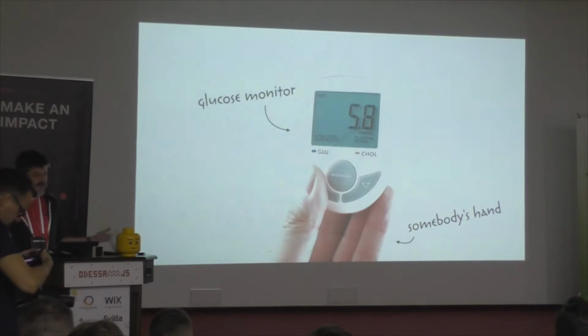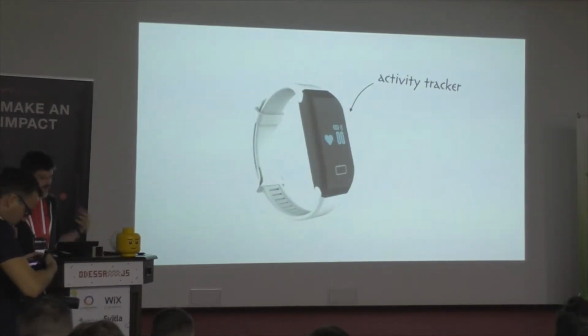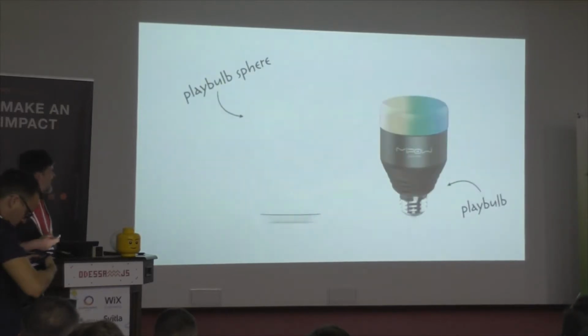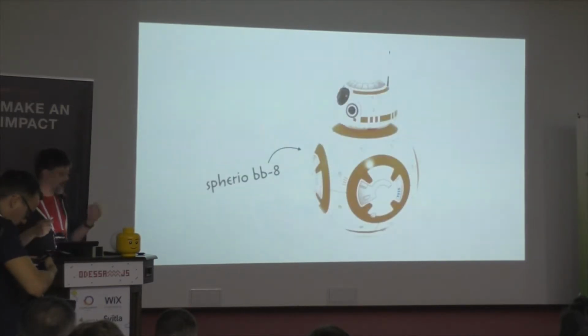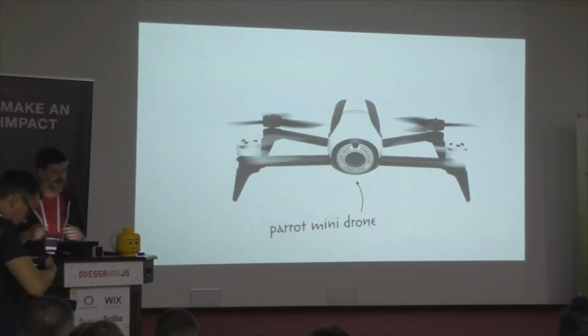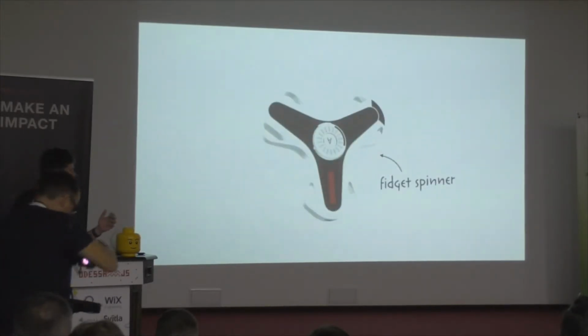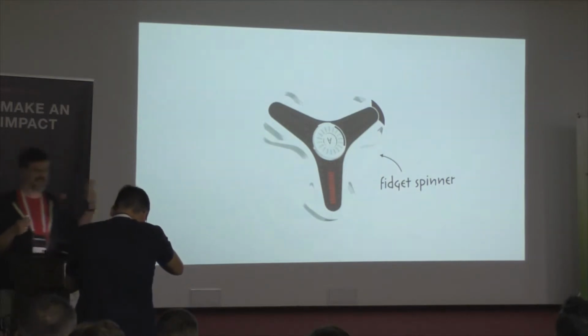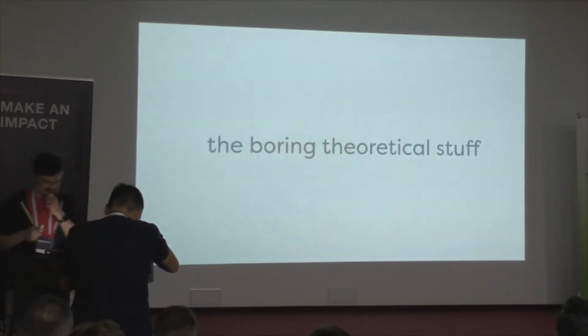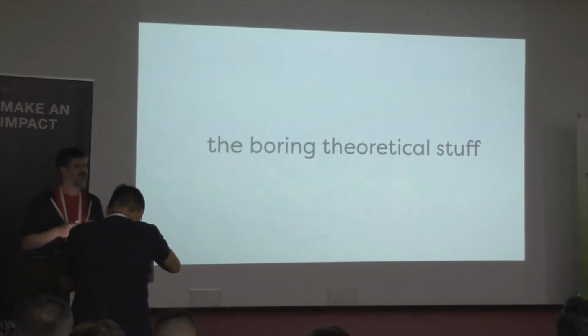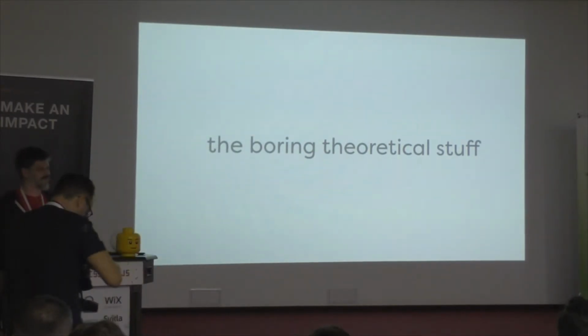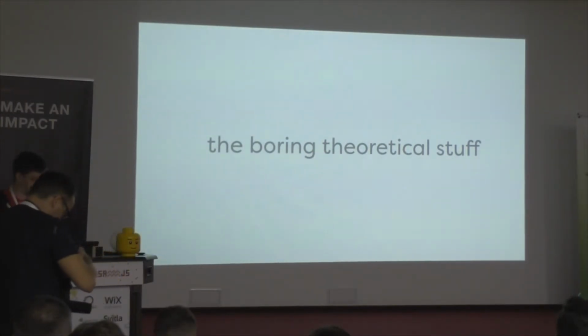We have activity trackers for sport and health. We have IoT applications like light bulbs. And even toys like this cute little robot, or drones, or fidget spinners, or, yeah, let's not talk about fidget spinners. But first, the boring theoretical stuff.